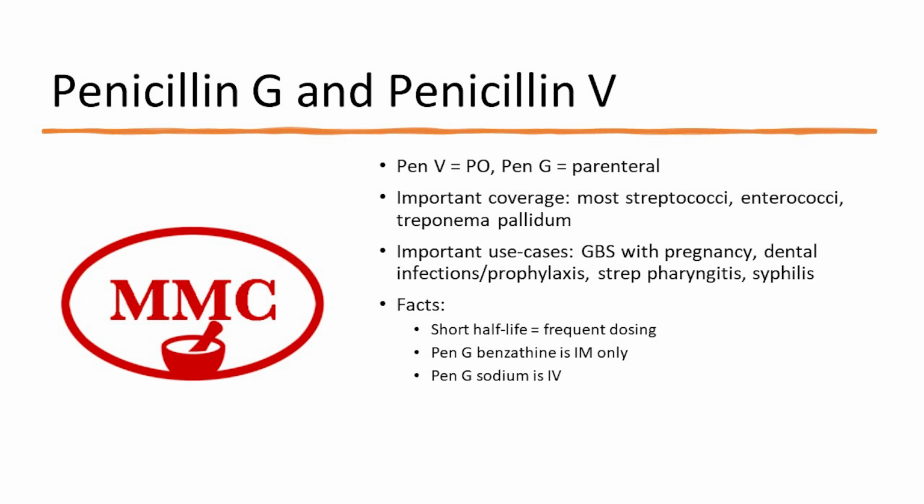And then in terms of important use cases for the regular penicillin, you could do group B strep within pregnancy, dental infections, and prophylaxis. Mainly prophylaxis. We don't see too much treatment of periodontal infections with penicillin. And then you can also use it for very simple strep pharyngitis, and it is the mainstay of therapy for syphilis, so that's your Treponema.